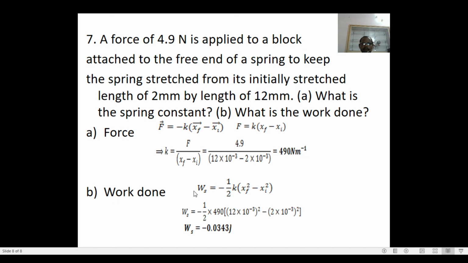Point B, work done by spring force. Ws is equal to minus half k into xf square minus xi square. Ws is equal to minus half k, which is 490, into xf, which is 12 mm whole square, minus xi, which is 2 mm whole square. Simplify it. Finally I will get Ws is equal to minus 0.0343 joule.